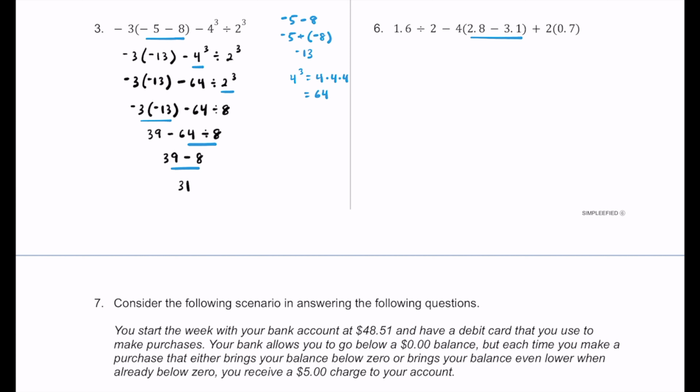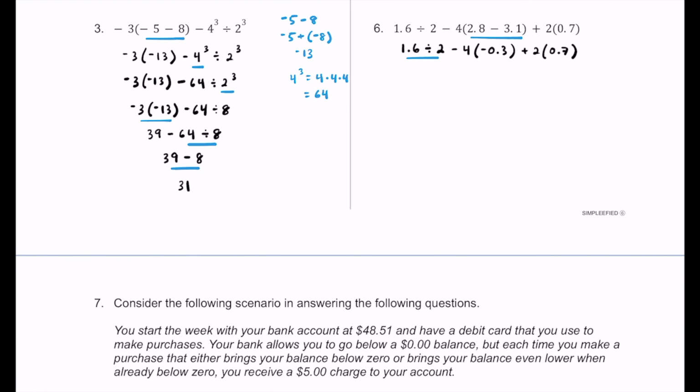Okay, so 2.8 minus 3.1, well, 3.1 minus 2.8 is 0.3, but if you're taking away 3.1 from 2.8, it's going to be negative 0.3. So if you need to pause to think and write that out, feel free to do so, but I'm just going to write 1.6 divided by 2 minus 4 times negative 0.3, and then we're going to add 2 times this 0.7. At this point, we have division, subtraction, multiplication, addition, and multiplication. And division and multiplication are equally important operations, so we're just going to go from left to right here.